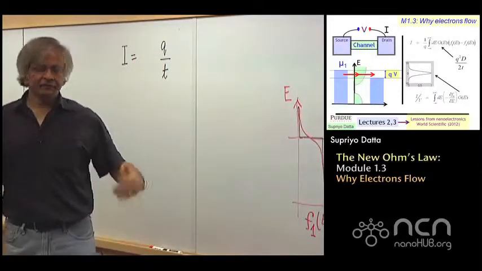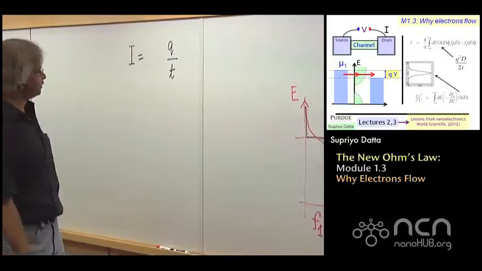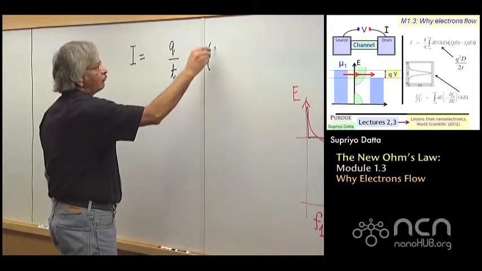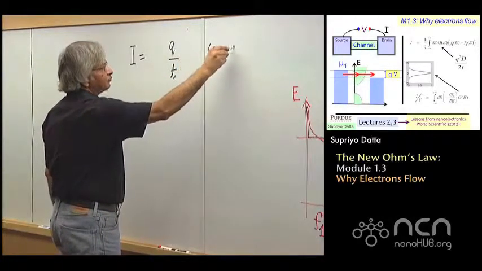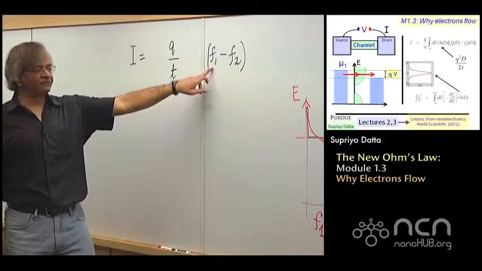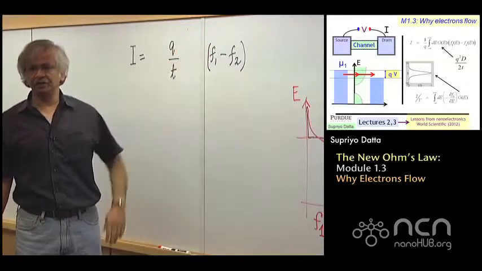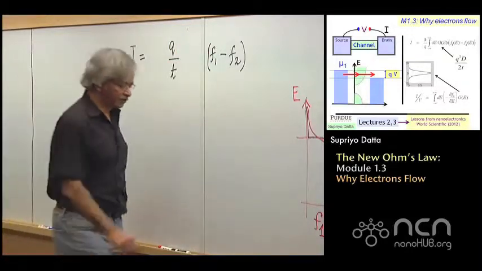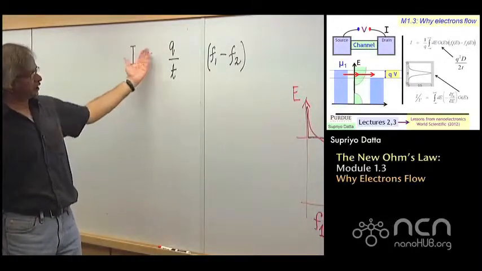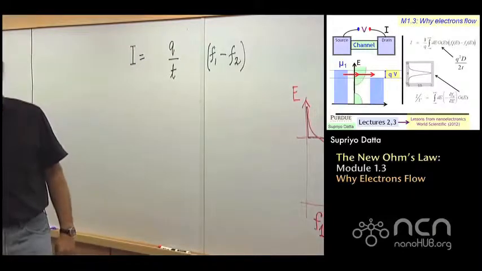But then, there could be electrons going from left to right as well as right to left, so I should be looking at the difference. So I should be multiplying by F1 minus F2. F1 is the Fermi function in contact 1 at that energy, F2 is the Fermi function in contact 2 at a given energy. And so this is the current I would expect if you had just one single level.